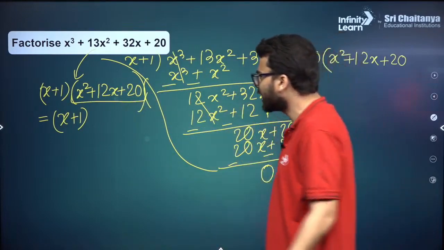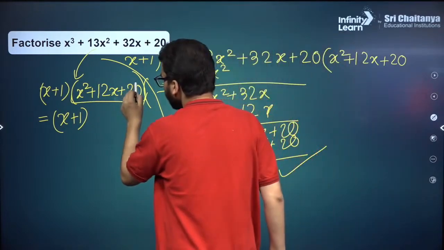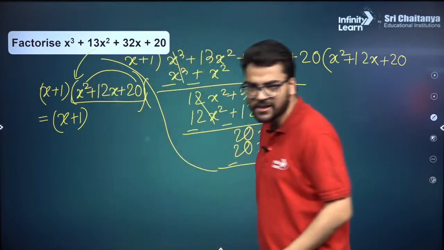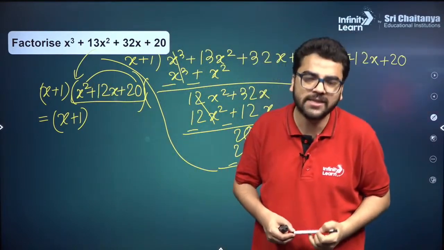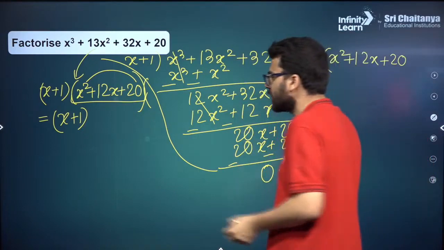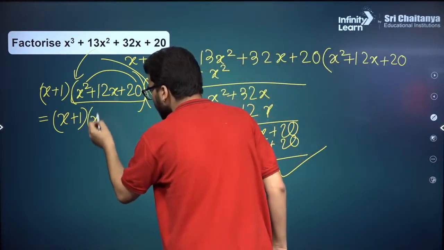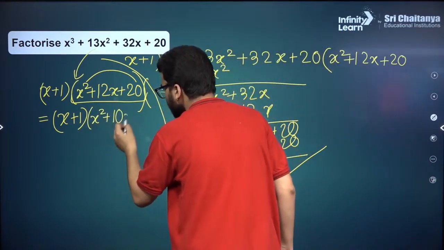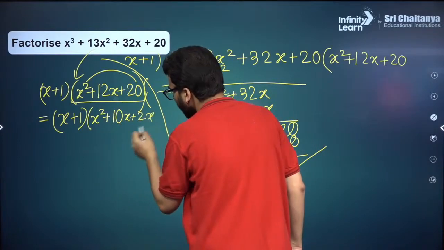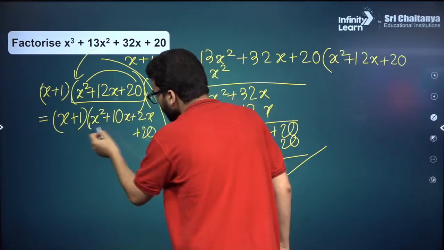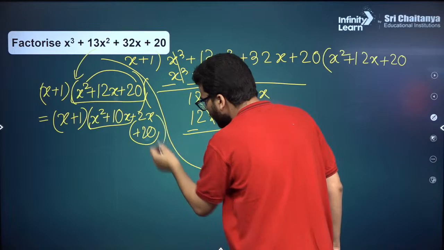This quadratic polynomial can be easily factorized because if you multiply these two you'll get 20x square, and the middle term is 12x, so that can be written as 10x plus 2x. So that's a very simple task. I can write it like this: 10x plus 2x plus 20 over here. You see this is the first group and this is the second group.